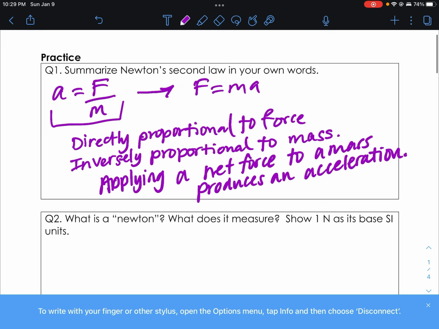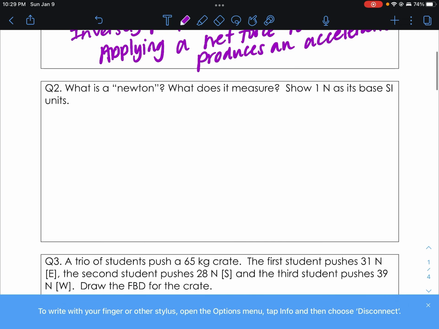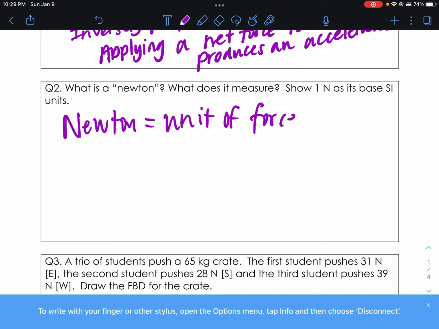All right, question 2. What is a Newton? What does it measure? Well, a Newton is a unit of force. And if we use F equals ma to derive our unit, we know that mass is in kilograms and acceleration is in meters per second squared. So kilogram times meters per second squared is defined as being a Newton.